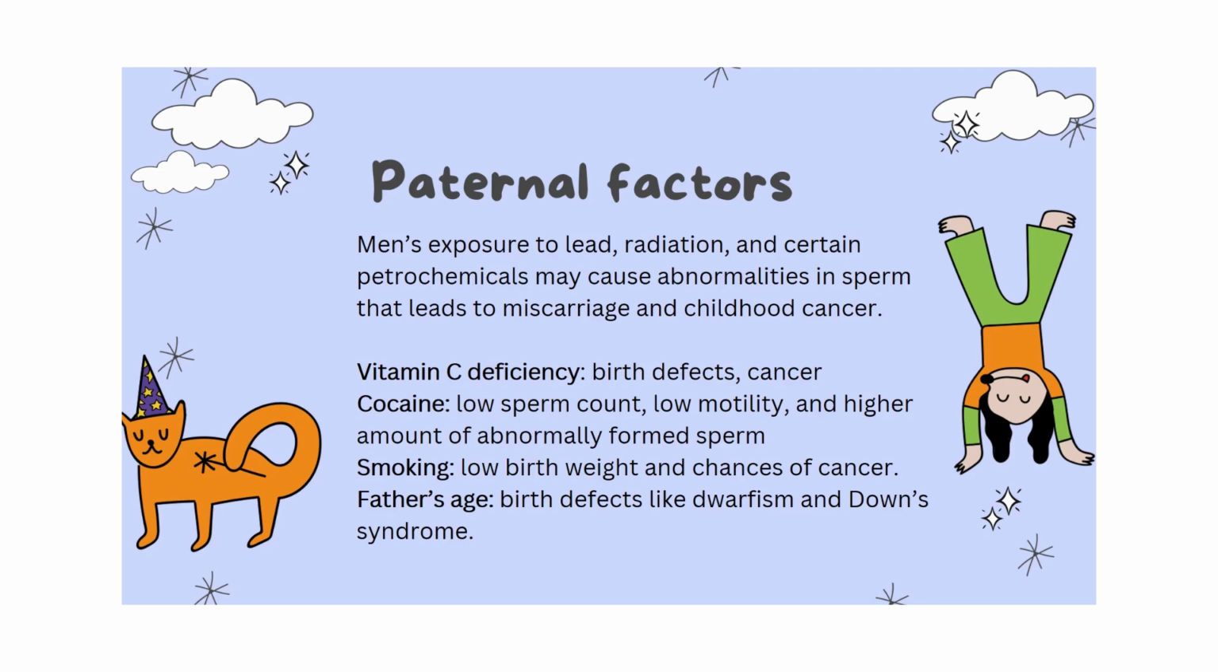The father's age is also a determinant for the child's health. If a father is older, considering the 50 to 55, 50 to 60 age group, one thing is that the person may not be able to naturally conceive a child. The next is birth defects like dwarfism and Down syndrome can be prevalent in the child.